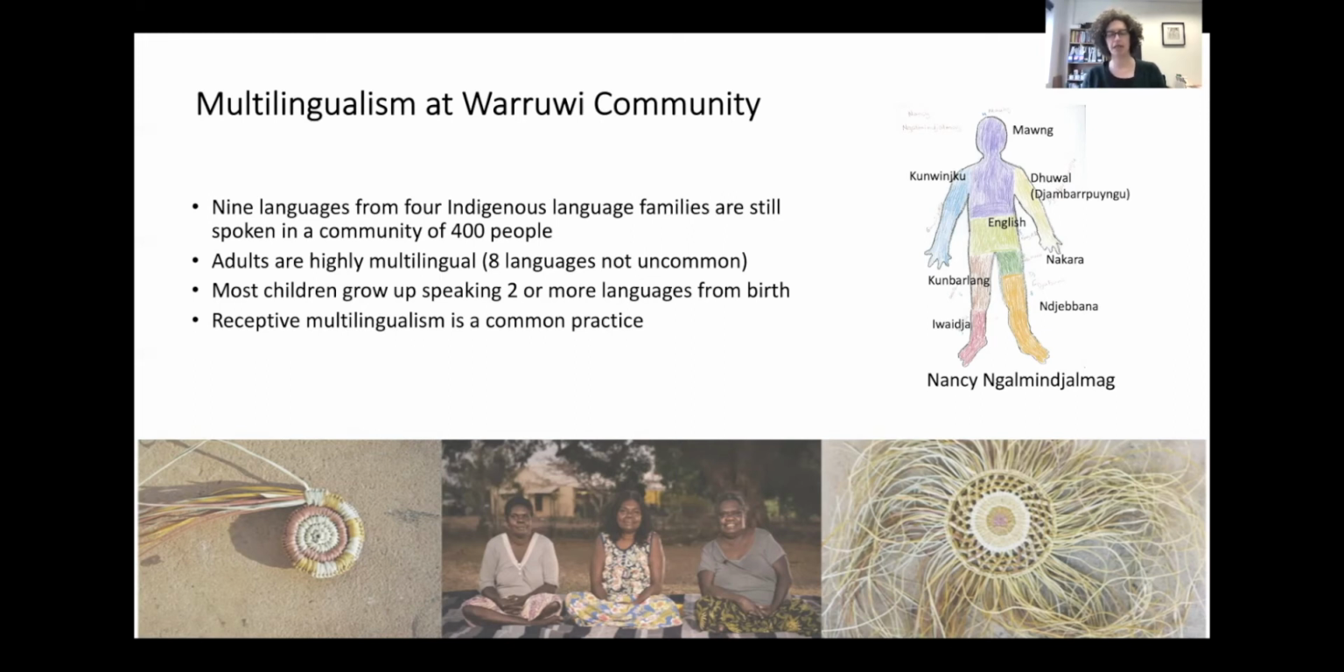And one of the main things I've focused on at Wadawurrung community is looking at the role of receptive multilingualism. This is a very common practice where one person will speak one language to somebody and they'll reply back in another language. So people use languages they prefer, and don't always feel like they have to switch to the other person's language, even if they can speak it.